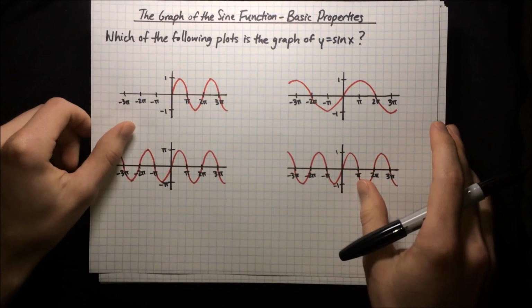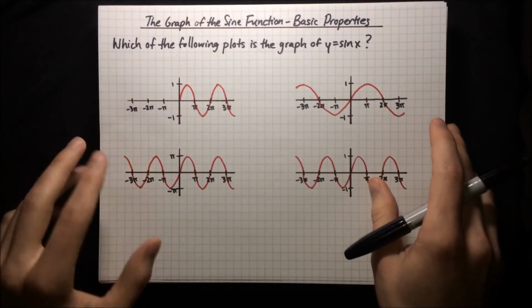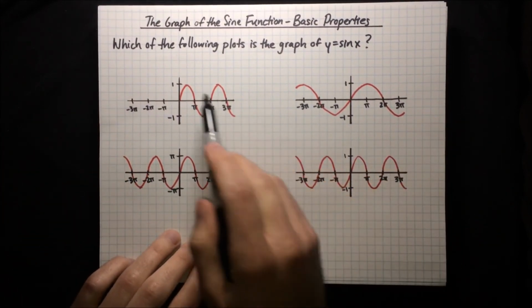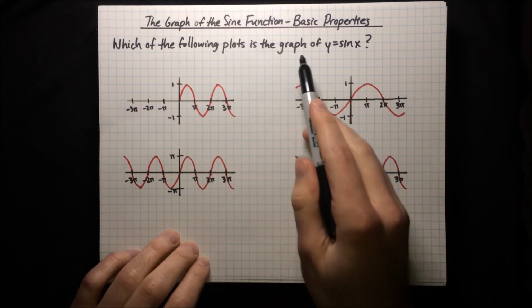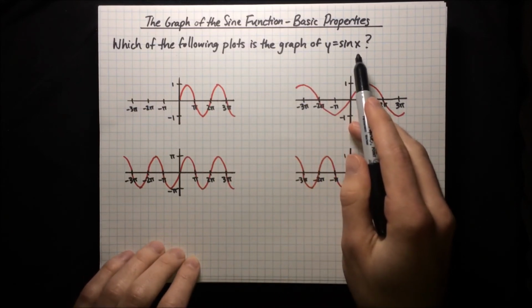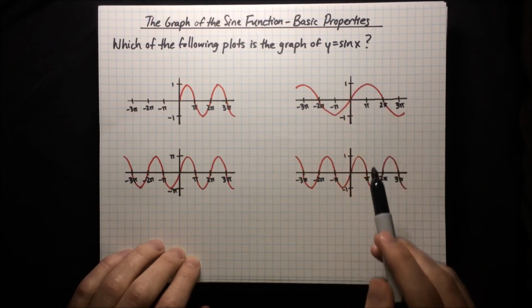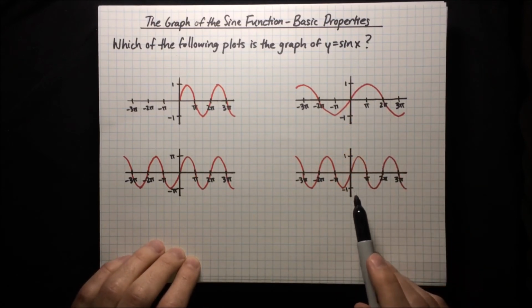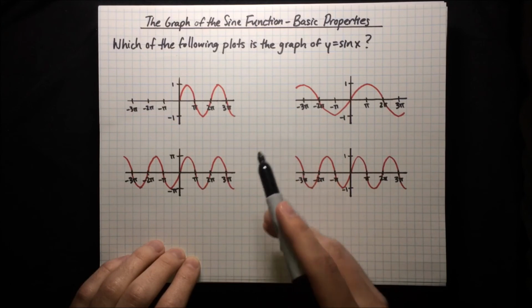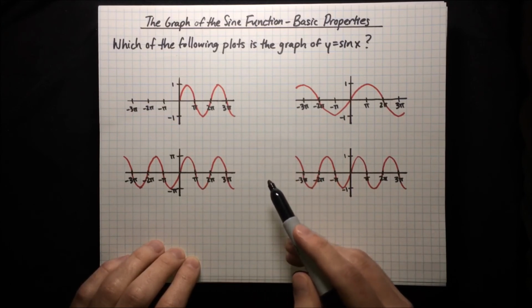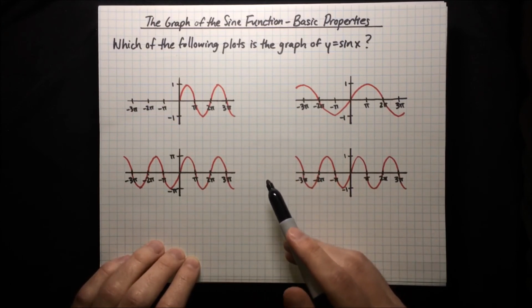So now that we've talked about some properties of the sine function, it's quiz time! Which of the following plots is the graph of y equals sine x? Can we identify the graph that is actually the plot of y equals sine x? There are 3 plots here that are not right, and only one of them is right. So which one? Why don't we start by eliminating some plots?